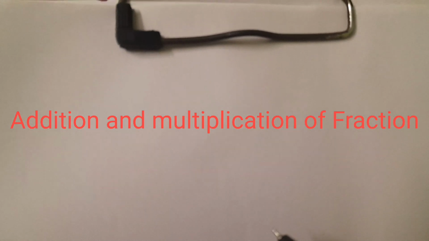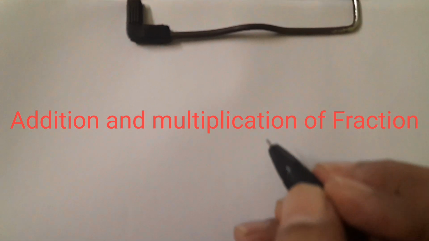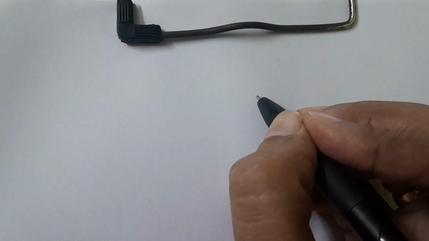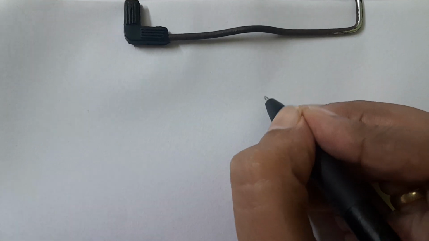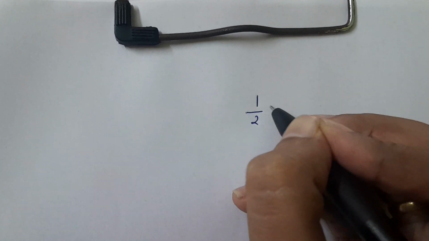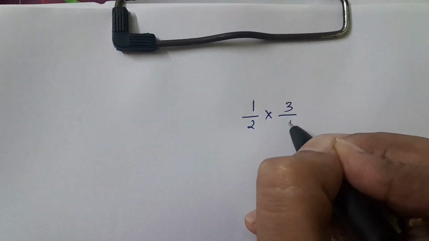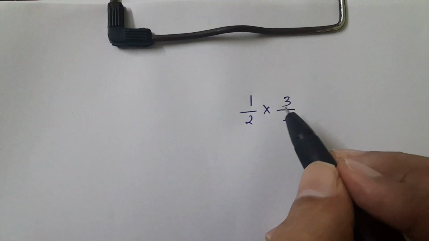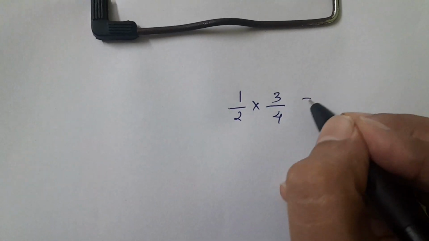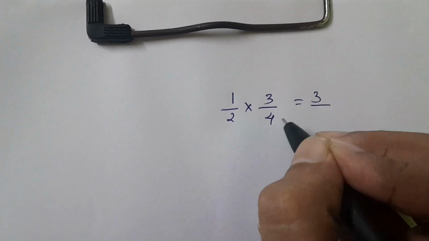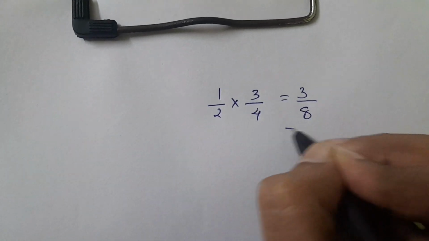Hi friends, today we are going to discuss the multiplication of two fractions, 1 by 2 into 3 by 4. How? 1 into 3 is 3, 2 into 4 is 8. Okay.